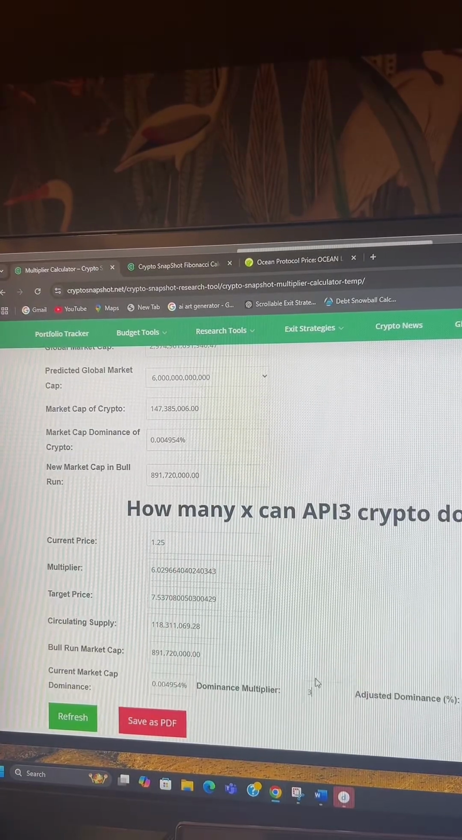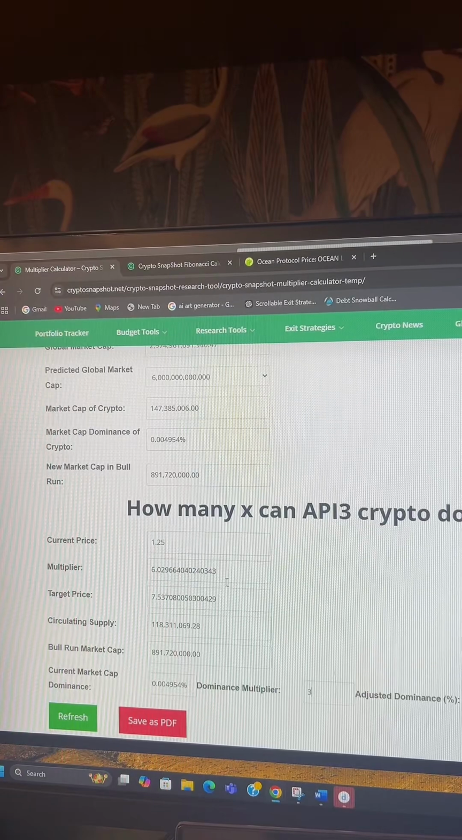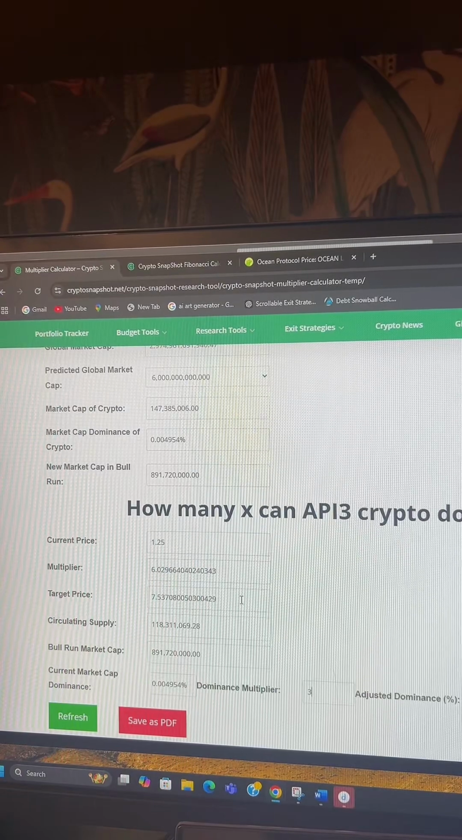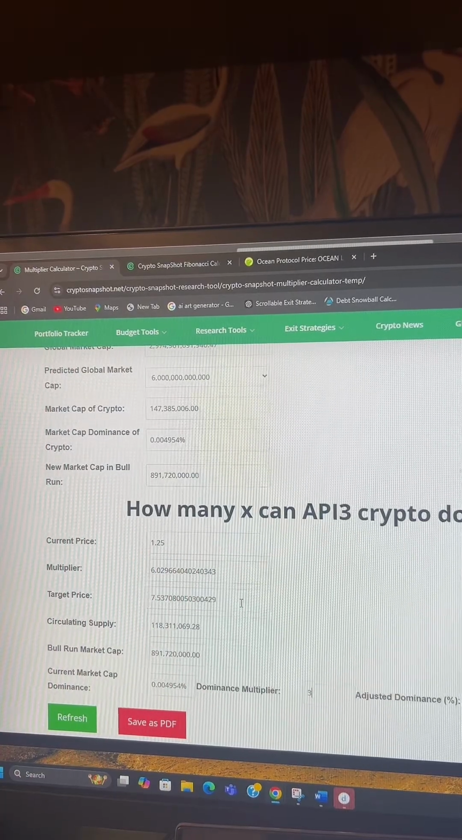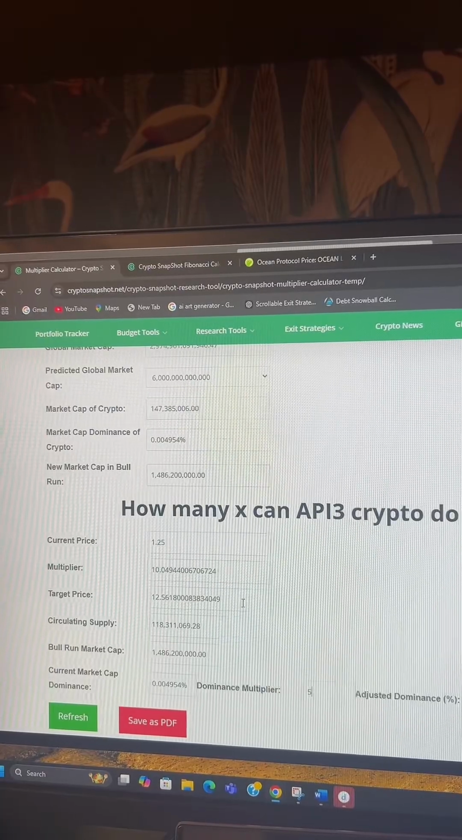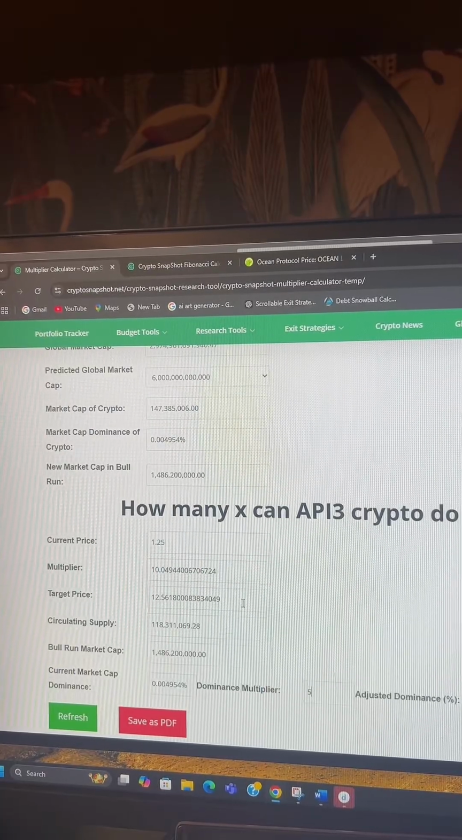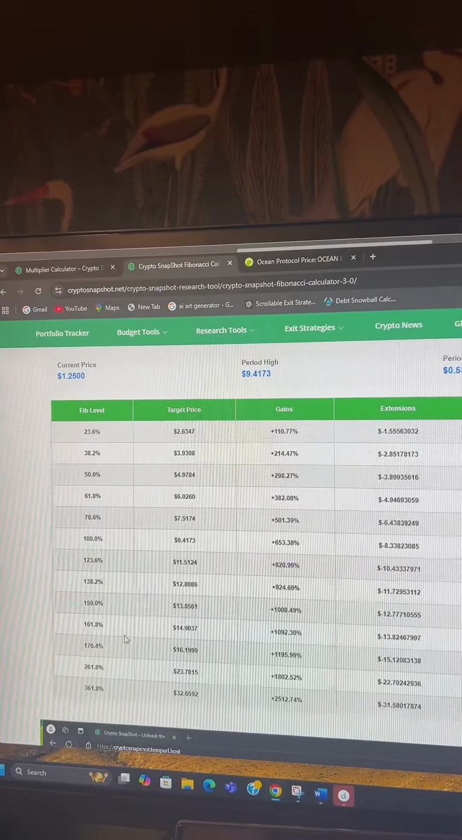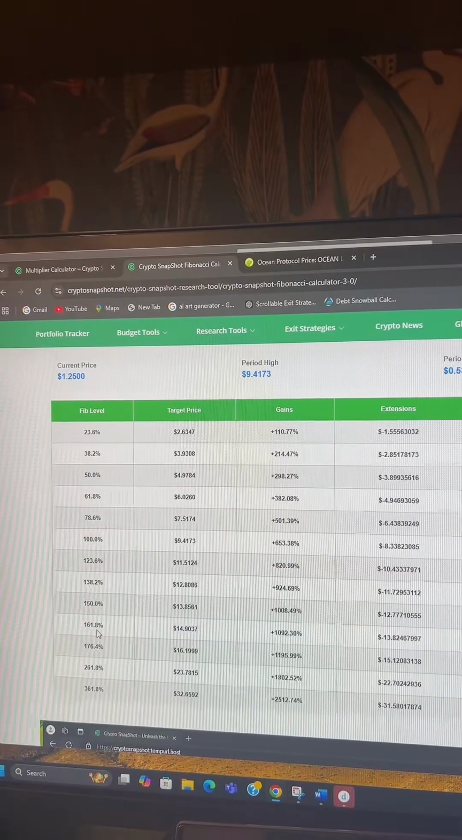Now, let's say it tripled its dominance at a $6 trillion global market cap. Its dominance would then make the price go to a 6x, and the target price would be $7.53. This is my realistic price point for API3, $7.53. And if it 5x'd at a $6 trillion global market cap, the price would go to $12.56. Which, looking at the Fibonacci we did, that's not even the new golden ratio of 1618, which is $14.90.